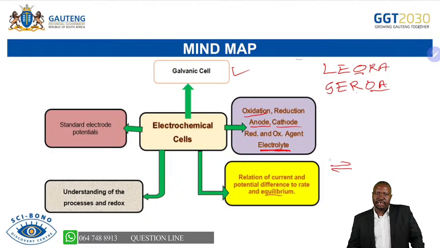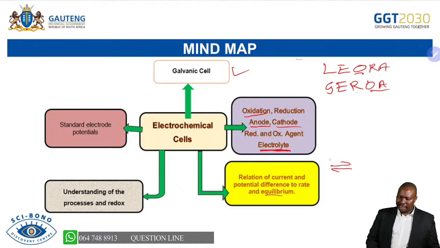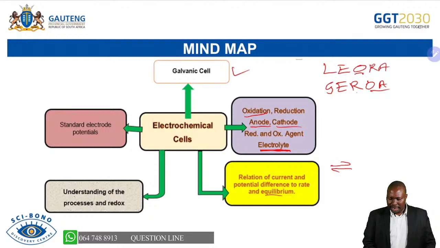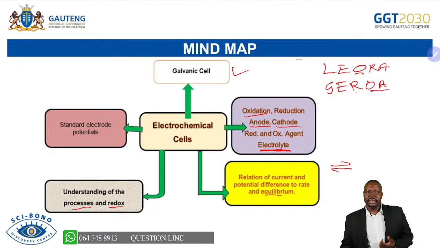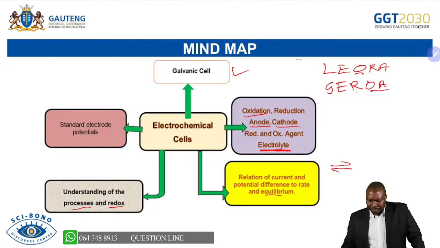So say we have two reactions and those reactions are at equilibrium. So we'll talk about equilibrium under this topic as well. And then you have to understand the processes and their redox reactions as well. So if you know all this, you know that you are well set to do question 8.